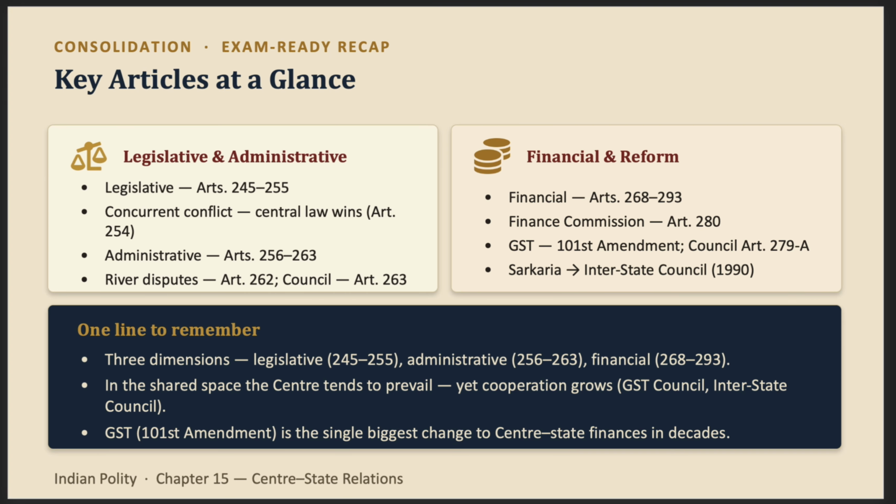Okay, anchor your memory to the map. Legislative relations, Articles 245 to 255. Remember the underlying logic of Article 254. In a concurrent list clash, the central law generally wins. Got it. Administrative relations, Articles 256 to 263. Understand the coercive threat of Article 365, balanced against the vital steel frame of the All India Services. Okay. And financial relations, Articles 268 to 293. Master the dual pillars, the role of the Article 280 Finance Commission and the cooperative math of the GST Council.